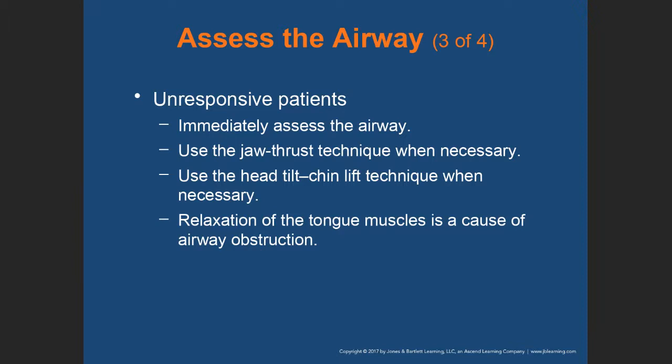Use a jaw thrust technique when necessary, and that would be for your suspected spinal injury patient. Use the head tilt chin lift technique when necessary. That's for a patient that you suspect has no spinal injury. Relaxation of the tongue muscles is a cause of airway obstruction. So that's the first thing we must consider in an unresponsive patient.